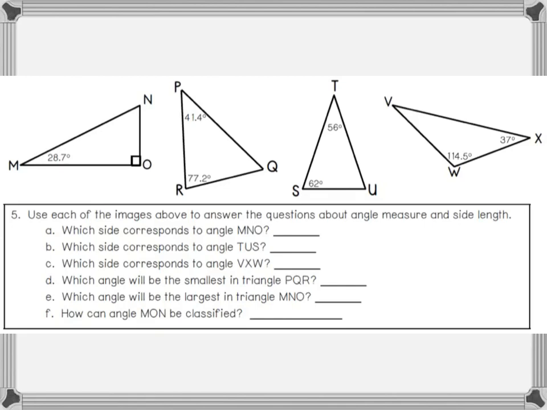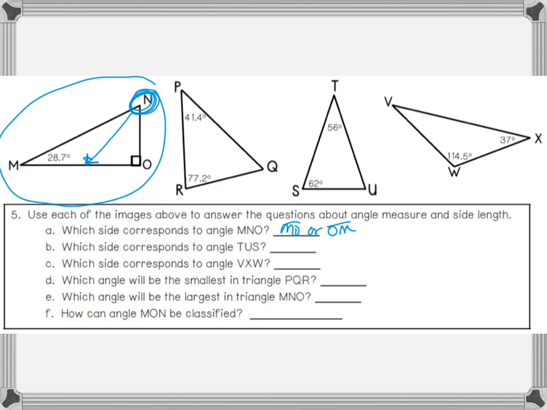We're first going to talk about MNO. So that's this triangle right here. We need to find out which side corresponds to angle MNO. Well, that would be this angle right here. So the side that is across from it is side MO, which is also OM. It doesn't matter the order that you write those letters in, it's going to be the same. MO, OM are the same side.